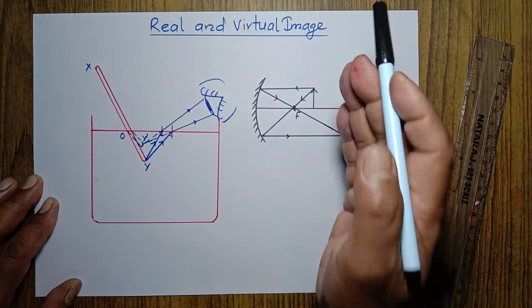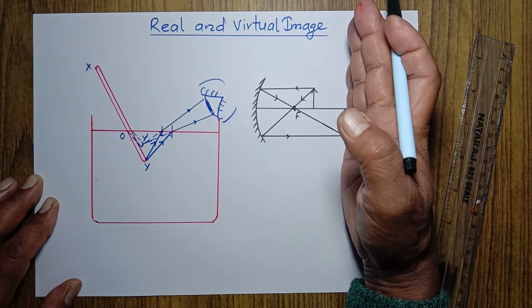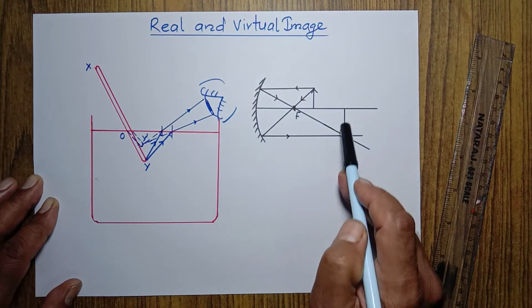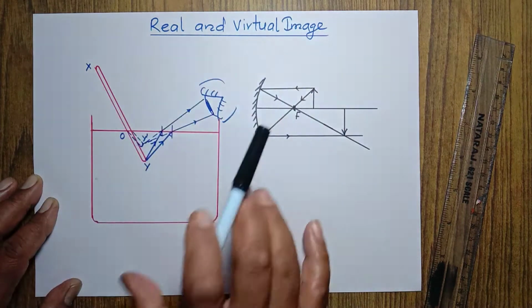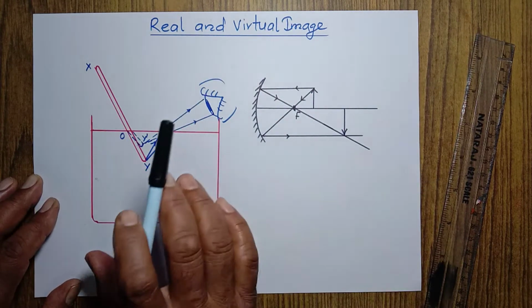A real image can be obtained on the screen. If we take a screen at this place, then the image can be obtained on the screen. These are the facts about the real image and virtual image.